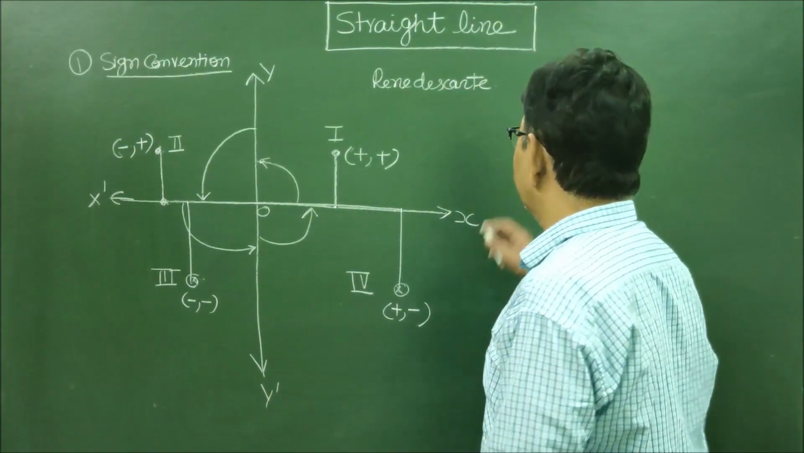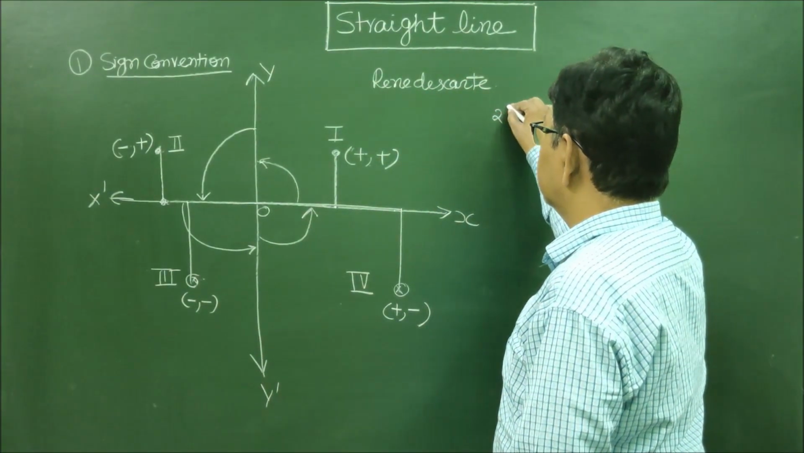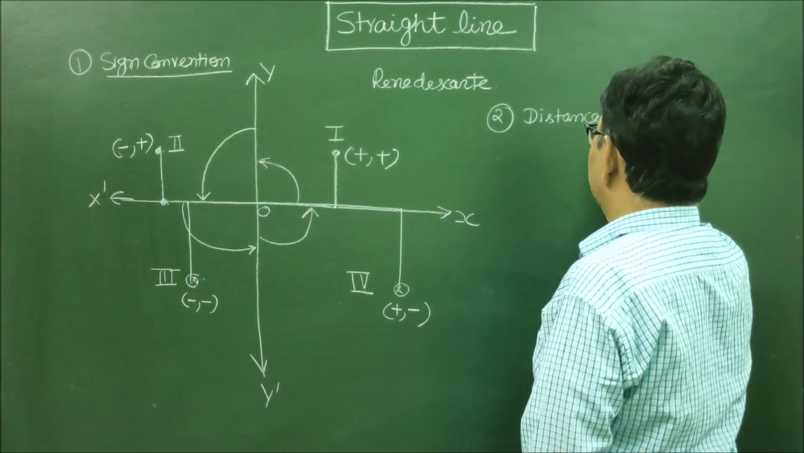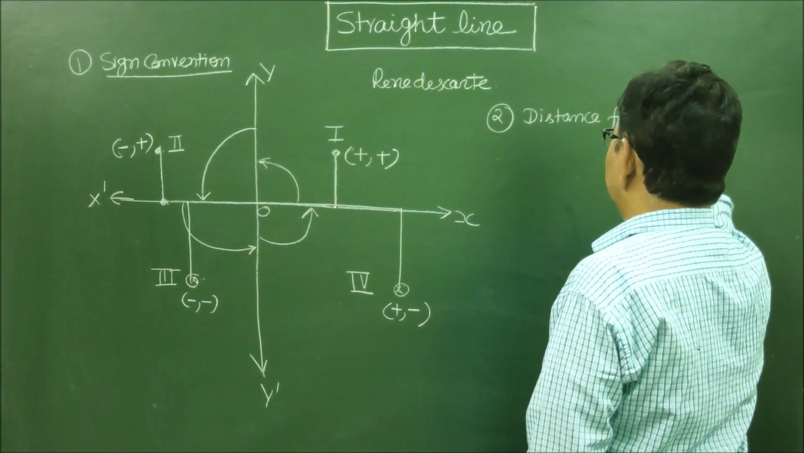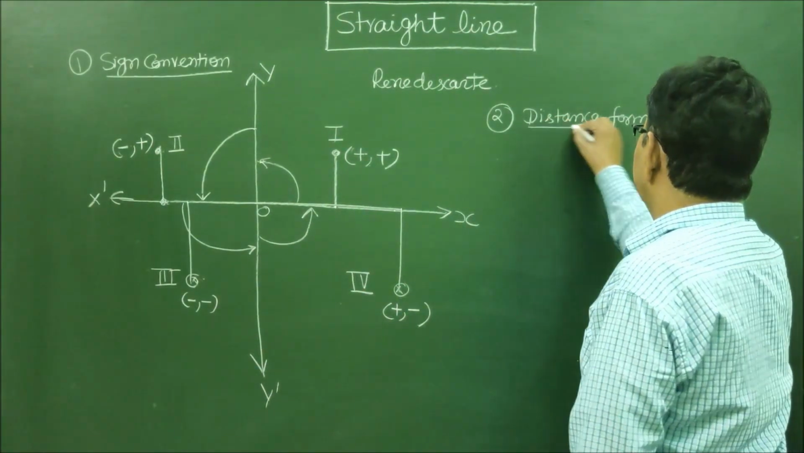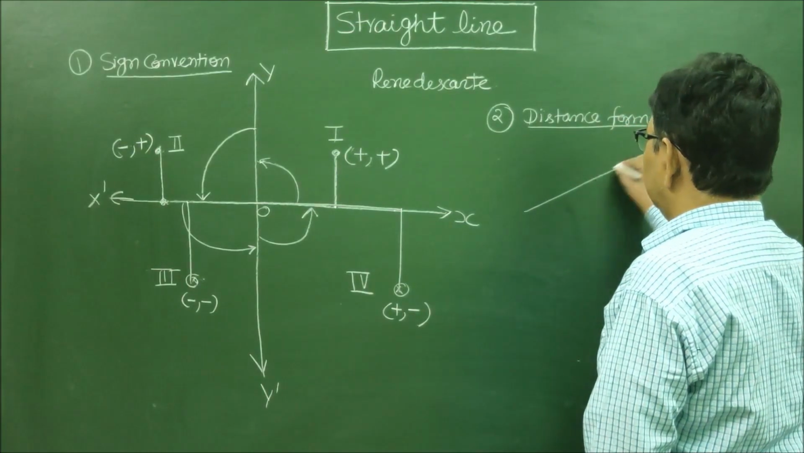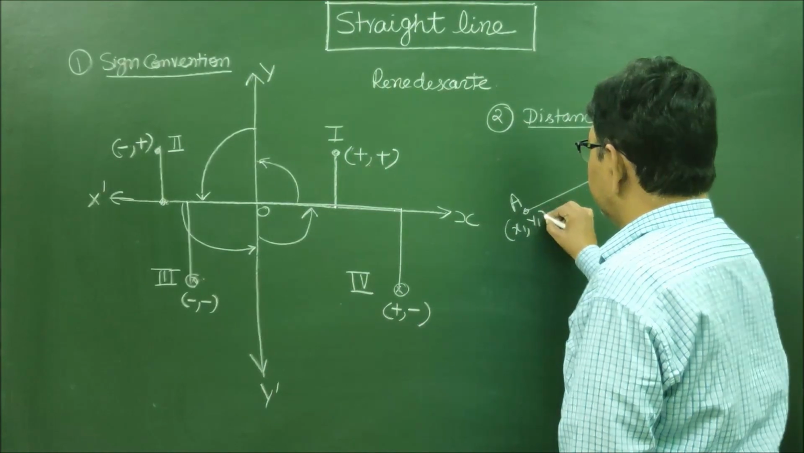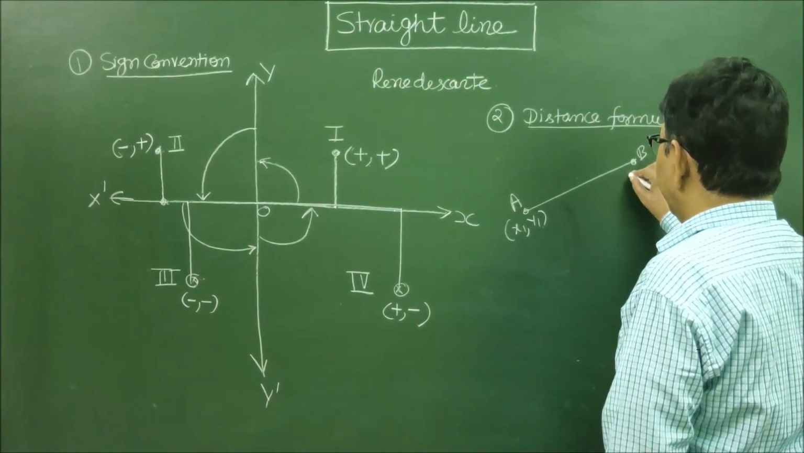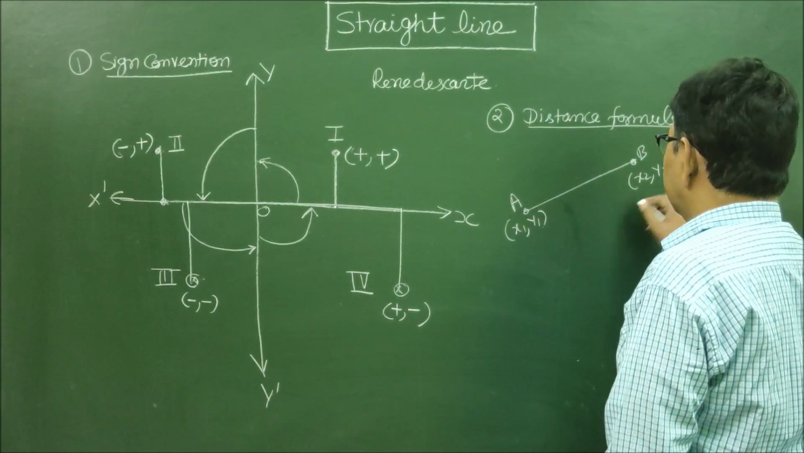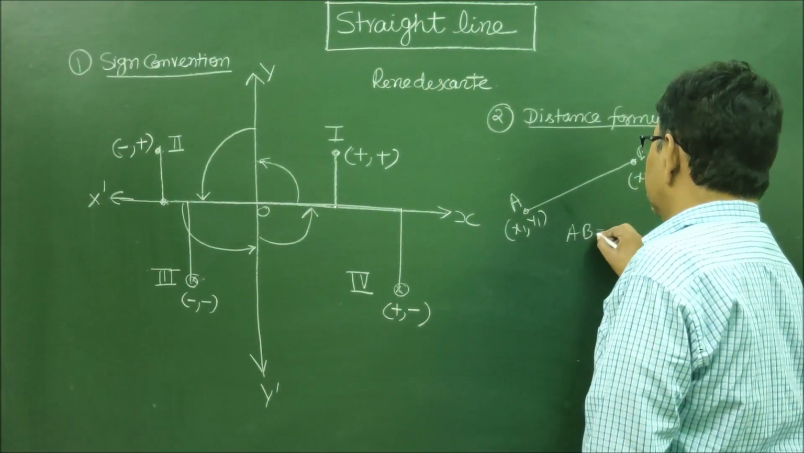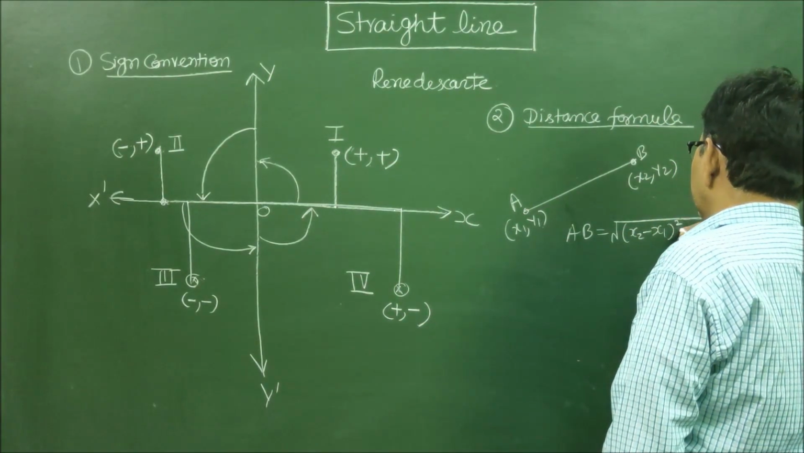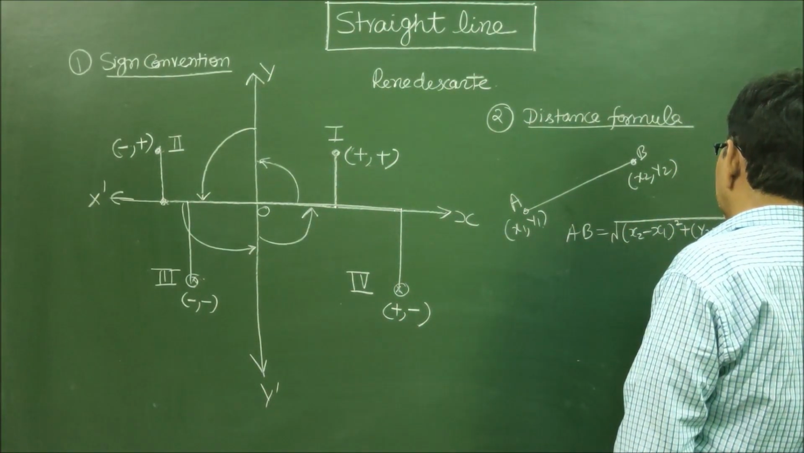Now let us discuss the second topic, distance formula. If we want to find the distance between 2 points A and B, A having the coordinates x1, y1 and B having the coordinates x2, y2, the distance AB is equal to under root of (x2 minus x1) whole square plus (y2 minus y1) whole square.